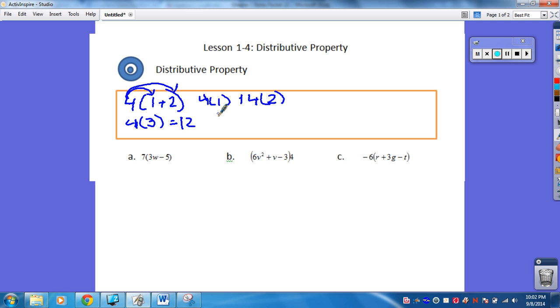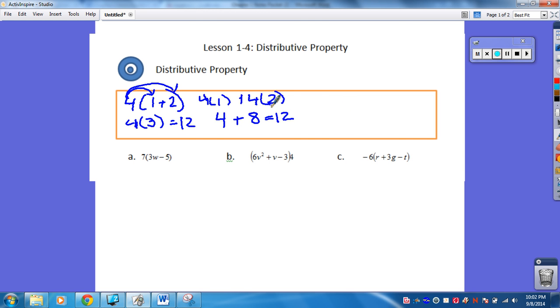4 times 1 would give us 4. 4 times 2 would be 8. 4 plus 8 is equal to 12. Okay, so we get the same answer either way. And I know most of you are probably thinking this first way is much easier. Why do I even need to mess with the distributive property?